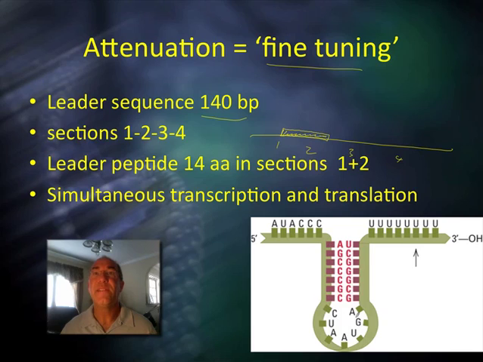We can see here there's some folding of RNA, and this is to show that a single strand of RNA that we have here has the ability to fold up. And in this particular case, sections 1 and 2 can fold up, 3 and 4 can fold up, and 2 and 3 can fold up. So it might be a little bit confusing, but here's a diagram to help you out.